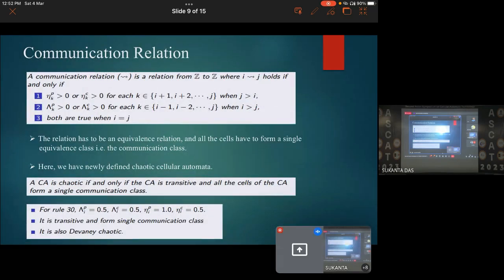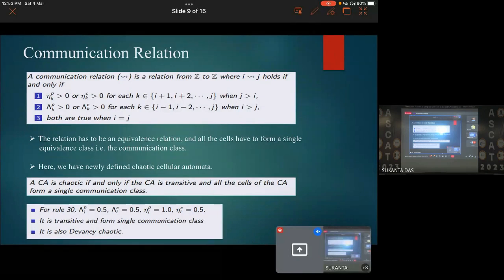Now another point we have established here is the communication between two cells. Suppose one cell I is communicating with the other cell J. So we establish a relation that is called the communication relation, and we have defined it. A communication relation, I communicates with J, holds if the right propagation is greater than 0, or the value of right cooking is greater than 0 for the cells I plus 1 to j. Second point is that the left propagation is greater than 0 or the left cooking is greater than 0 for the cells I minus 1 to j, and both are true when I equals j.